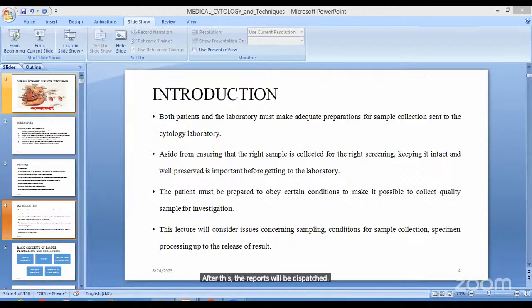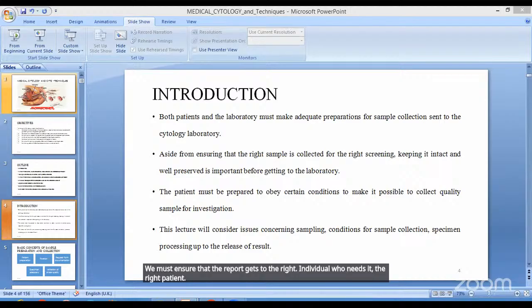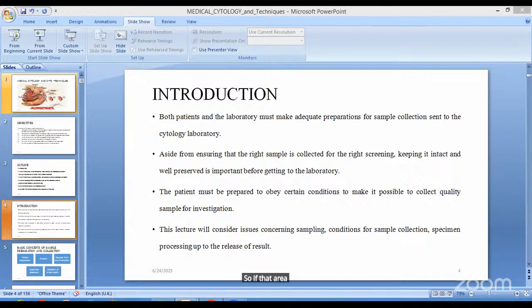Now, it doesn't end there, because even after you have made the diagnosis and dispatched the report, we must ensure that the report gets to the right individual who needs it, the right patient. So if that area is not taken care of, all efforts may eventually be misdirected, be in vain.